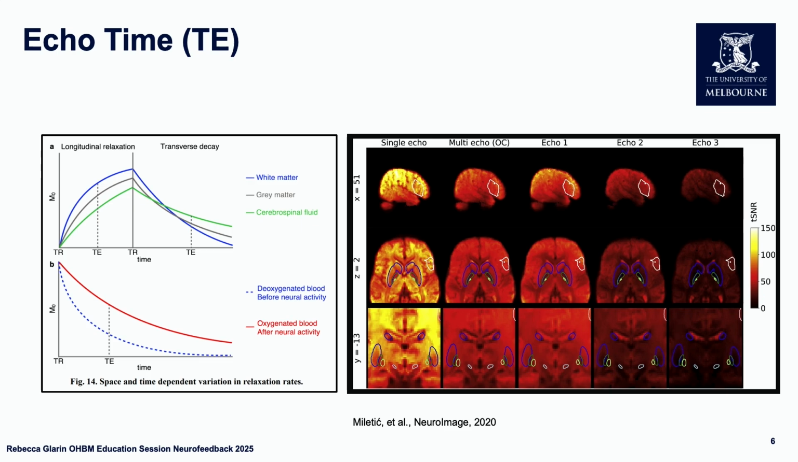At 7 Tesla, it's about 30 milliseconds, but actually you want to kind of push that as far as you can down to maybe potentially 20 milliseconds, because this is going to allow you more flexibility with your TR, and you can essentially get a shorter TR, which is going to improve your temporal resolution.